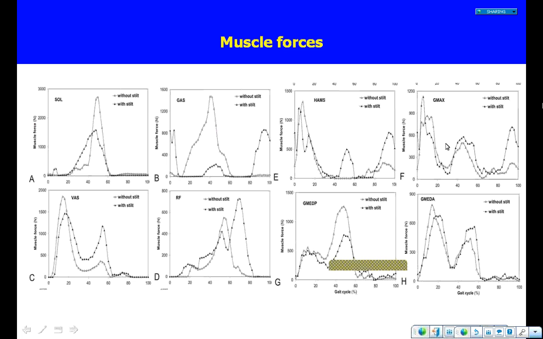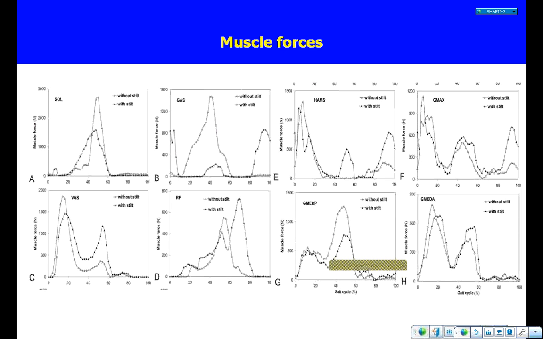We have here 8 muscles. 5 of these increase the force because of stilts walk. Here, I cannot see clearly. But the major thing is the force pattern is changing here. You can see here it is obviously changed in stilts walk compared to without stilts. Also the gastrocnemius, RF.